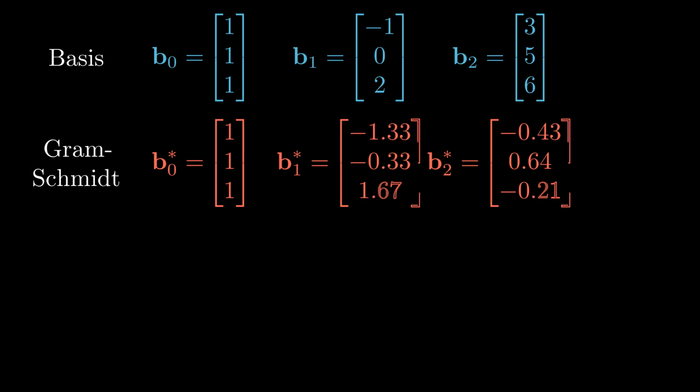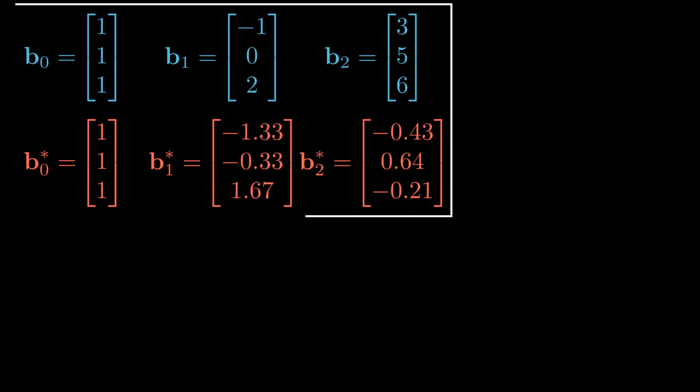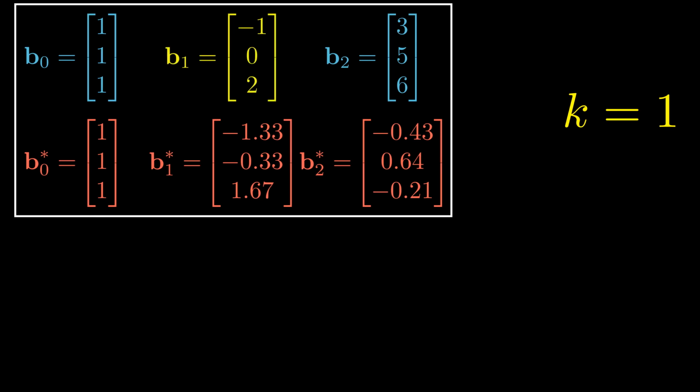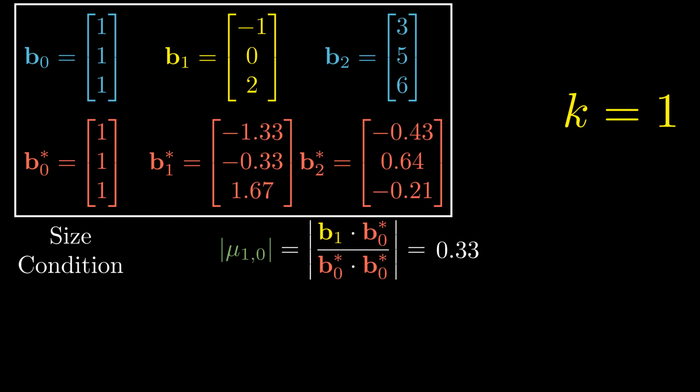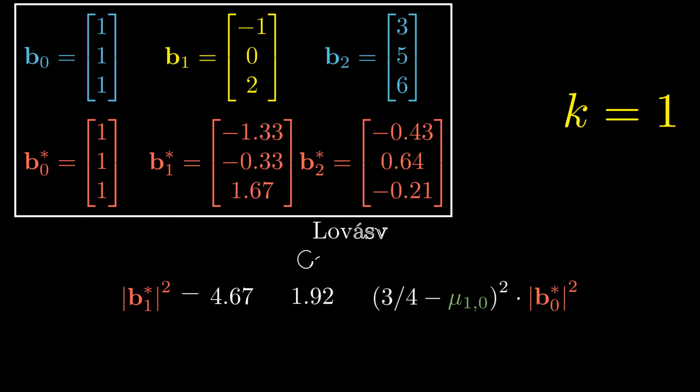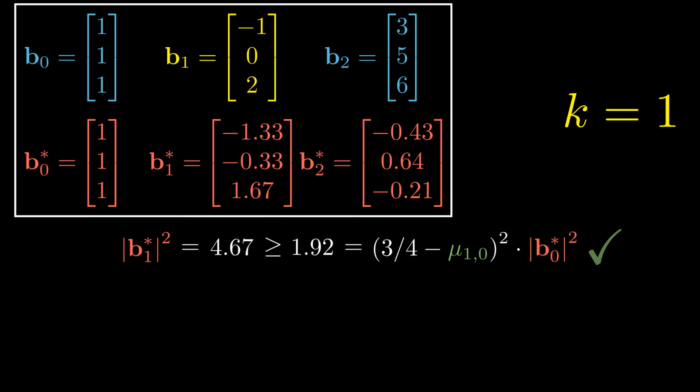Again, we begin by initializing the Gram-Schmidt vectors appropriately and setting k equal to 1. First, we check the size condition, and we find that the magnitude of mu10 is in fact bounded by 1/2. Because the size condition is satisfied in this case, we need not update any vectors, and we move forward. We even find that the first instance of the Lovasz condition is satisfied, so we increment k.